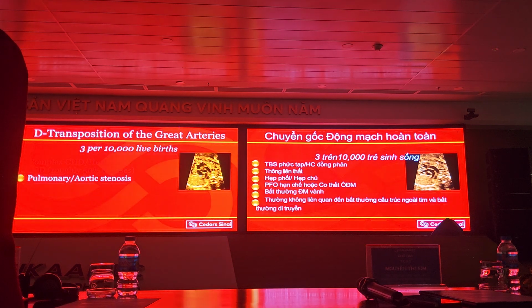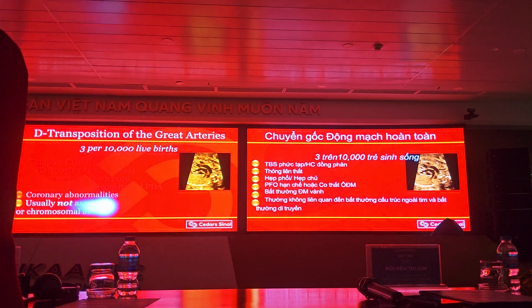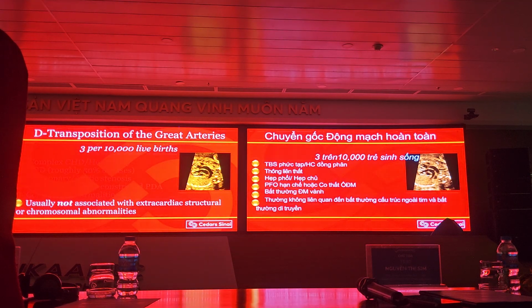Sometimes there's aortic and pulmonary stenosis. There can be a restricted PFO or constricted ductus. There can be coronary anomalies that we cannot see before birth, but it's not usually associated with extracardiac abnormalities or chromosomal abnormalities, but of course you need to check.